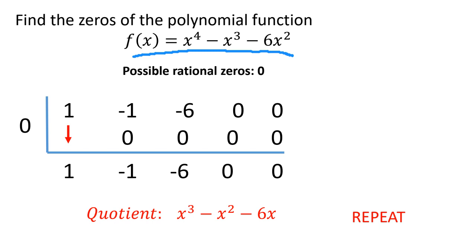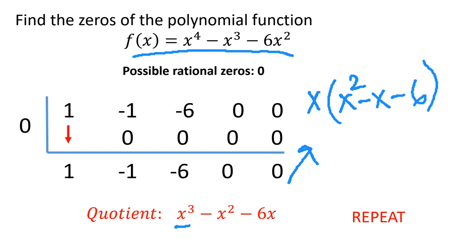But like here, before we repeat this, if you factor out an x, then you get x squared, then you get a minus x and a minus 6. And then we're going to have, you can factor the inside now, right? So you're going to have x times x.